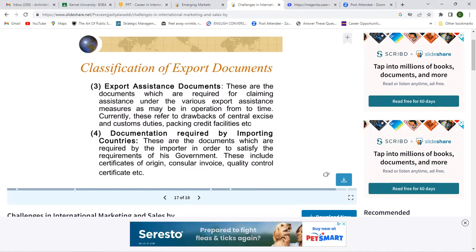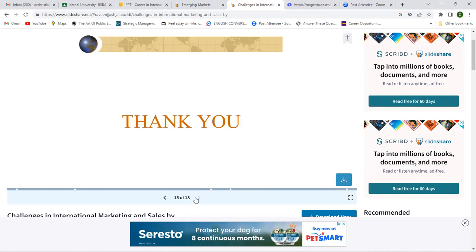Documentation required by importing countries. These are documents which are required by the importer in order to satisfy the requirements of the government. These include certificates of origin, consular invoice, quality control certificate, etc.